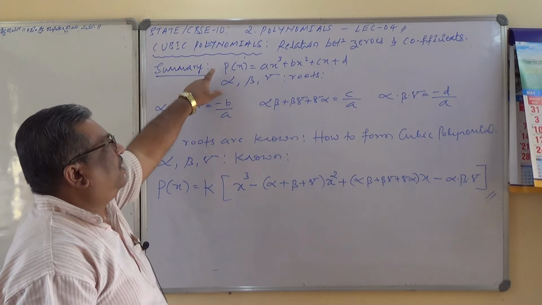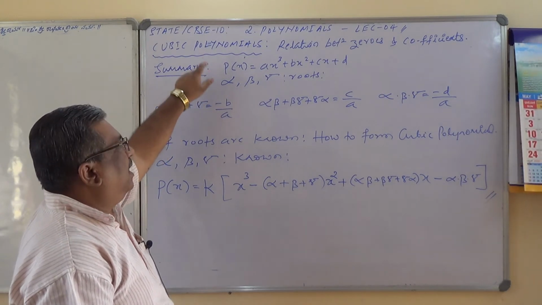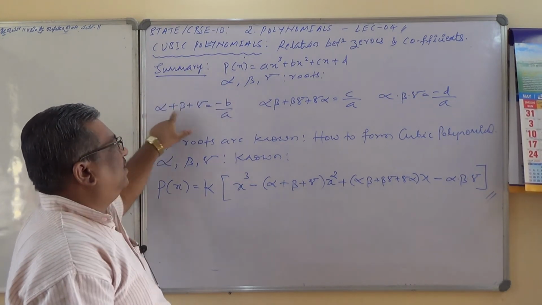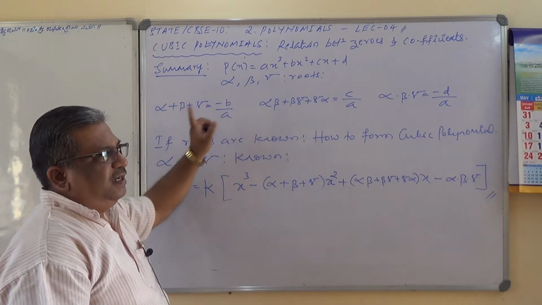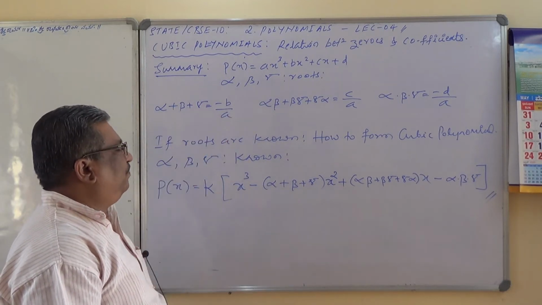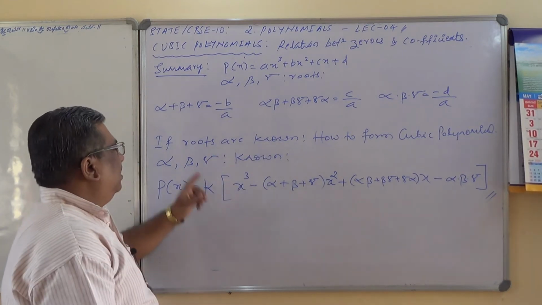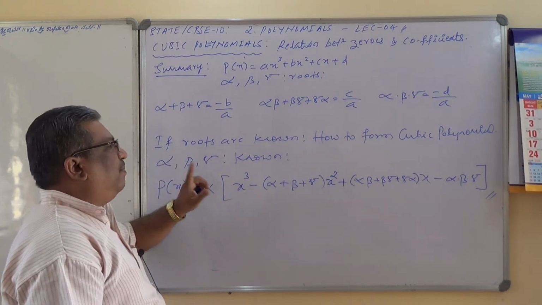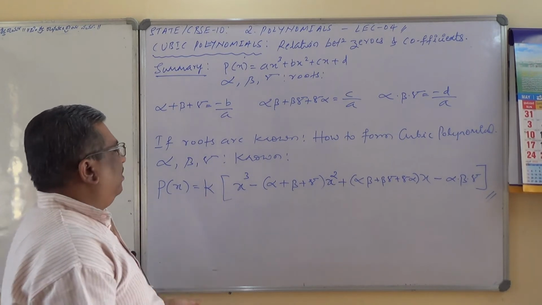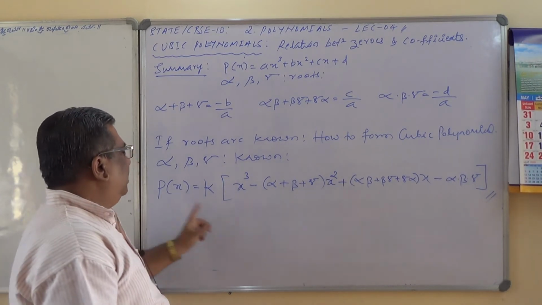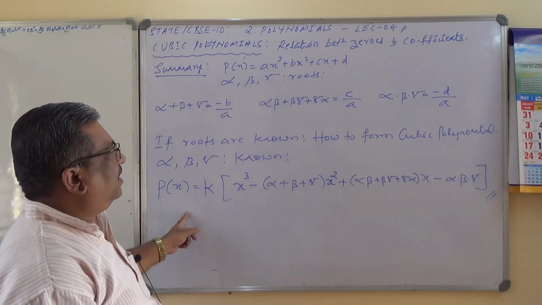So if a cubic polynomial is given, and alpha, beta, gamma are the roots, these are the relationships between the coefficients and the roots. Similarly, if you know the roots of a polynomial, then the polynomial can be formed by using the roots in this way. I hope you understand. Note it down.